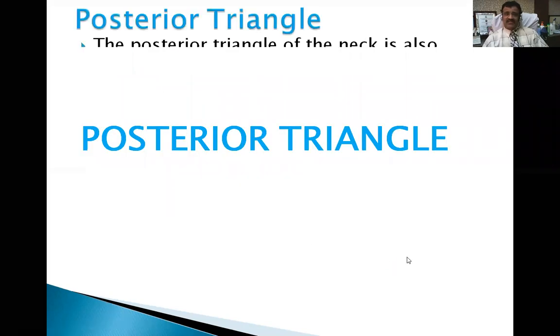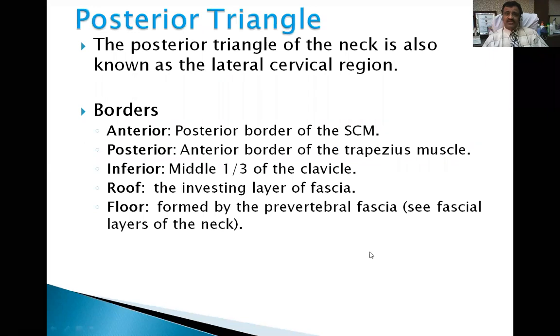Now, the posterior triangle, the last part. The posterior triangle of the neck is also known as the lateral cervical region. Okay, the borders are the posterior border of the sternocleidomastoid muscle, posteriorly the anterior border of the trapezius muscle, inferiorly the middle one third of the clavicle, and the roof is formed by the investing layer of the fascia. This is the deep fascia, one of the layers of the deep fascia of the neck, cervical fascia, what we call. The floor is formed by the prevertebral fascia.